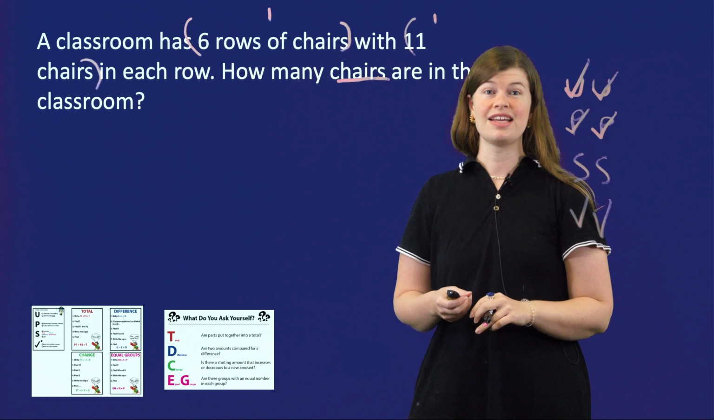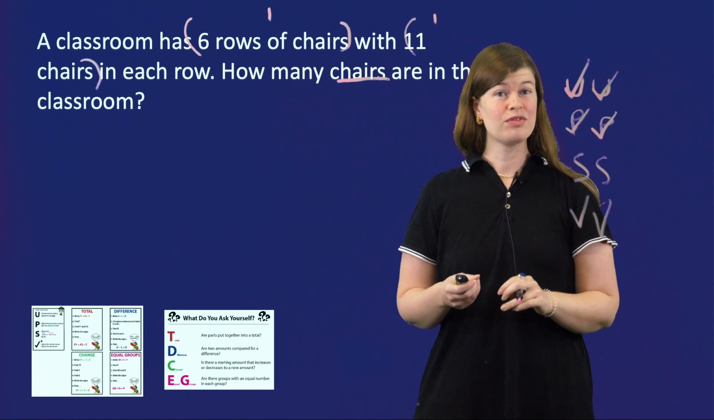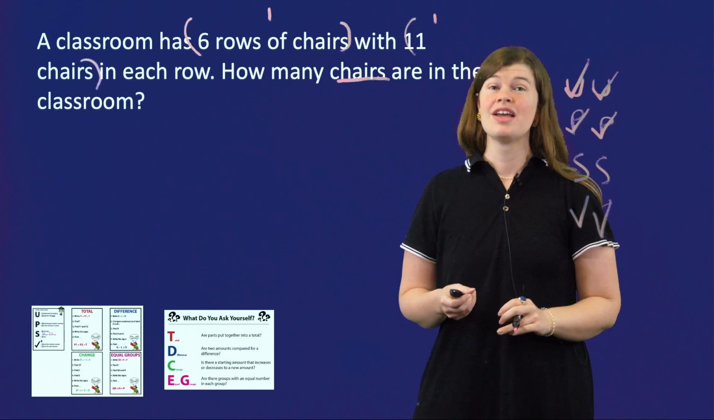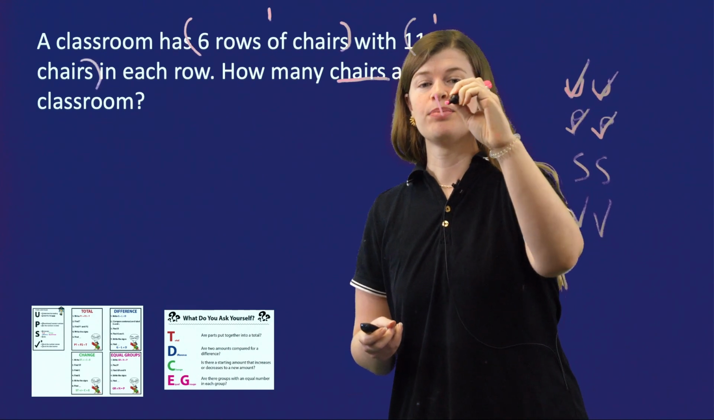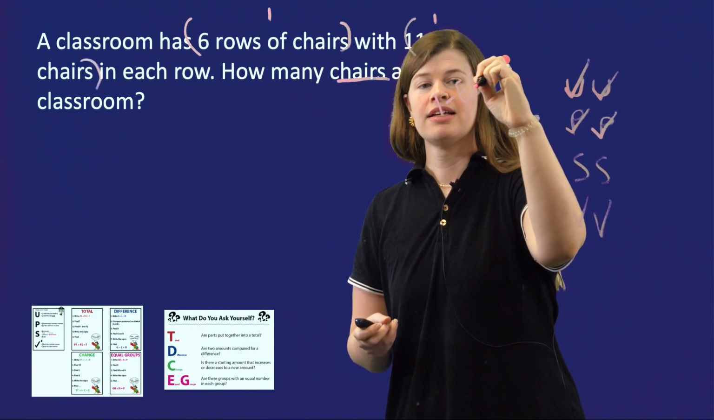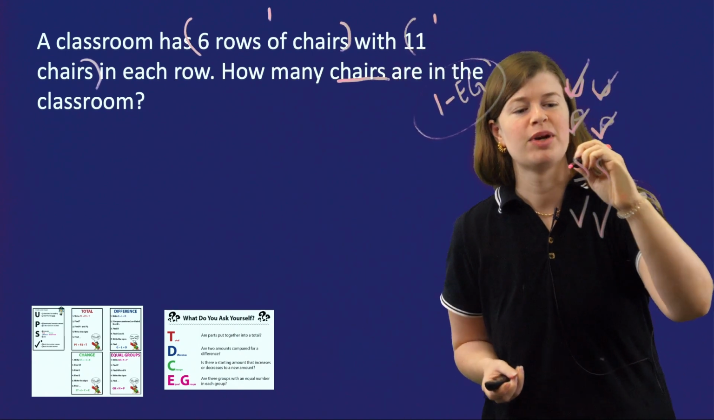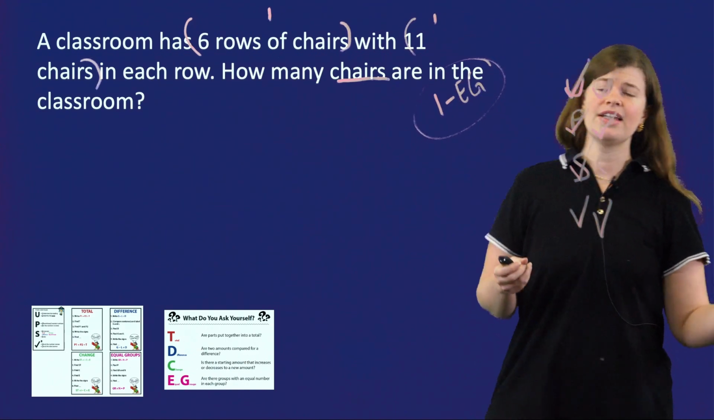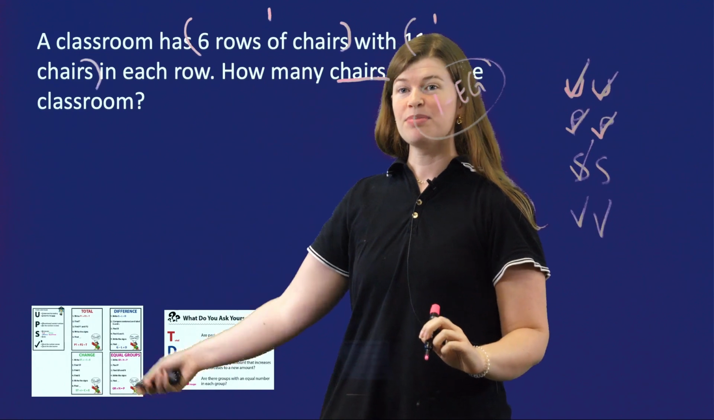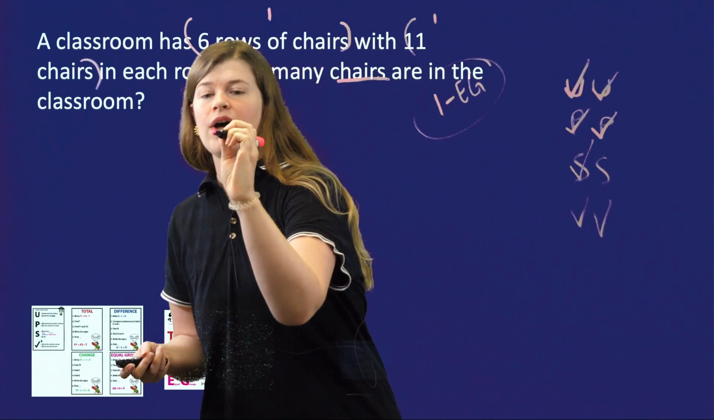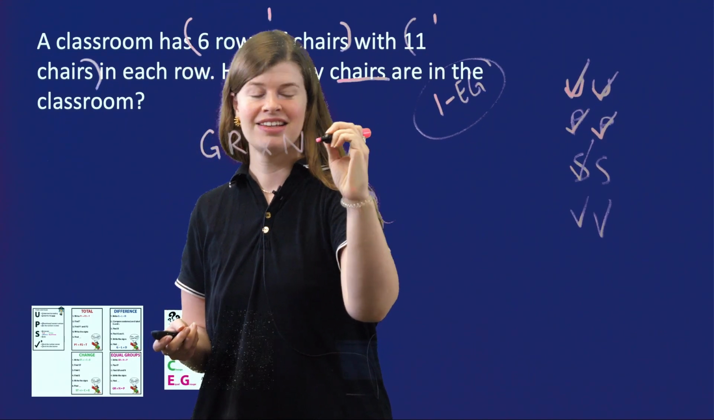Our first S stands for schema. I know that there are groups with an equal number in each group in this problem. So this is an equal groups problem, and it's a single step one. So I can put 1, e.g., and circle it to keep it organized. And check off my first letter S. My second letter S stands for set up and solve. So I can follow the steps on my equal groups poster. Step 1, we're going to write GR times N equals P.